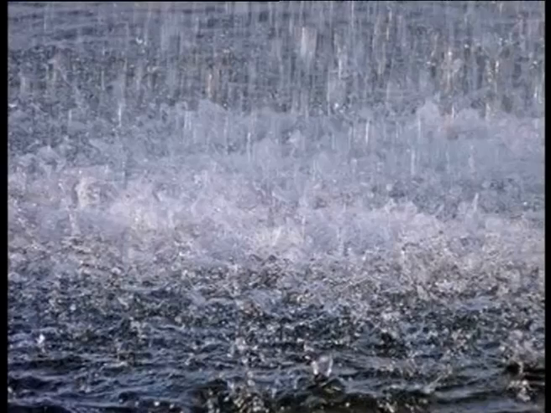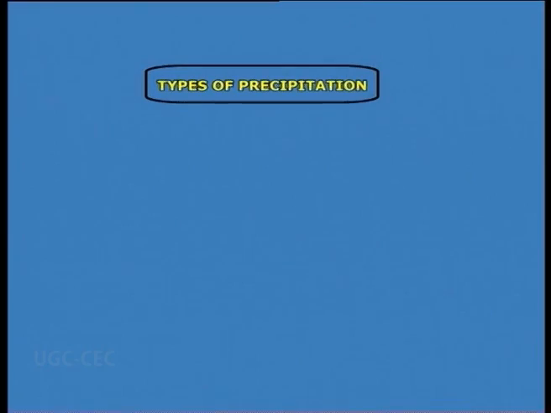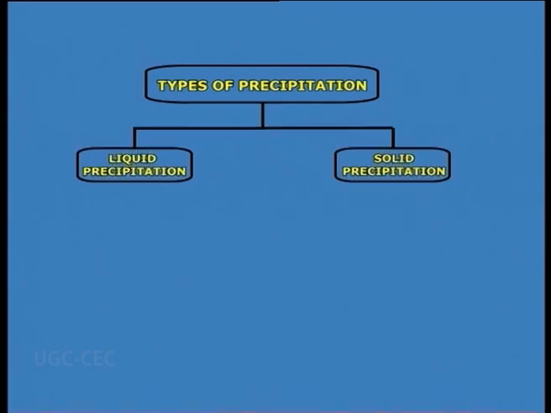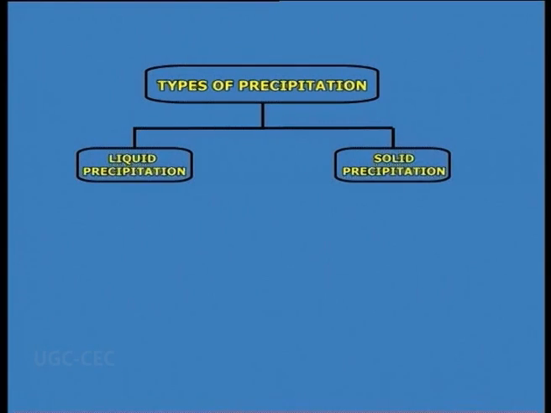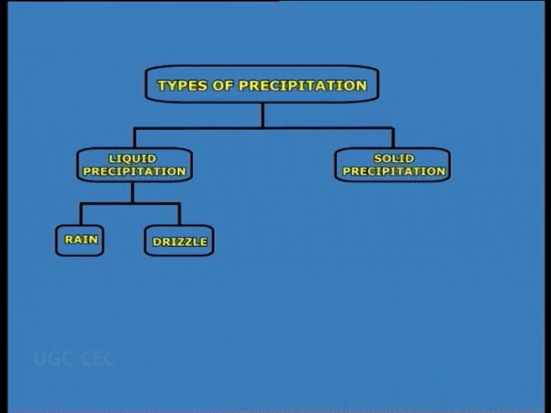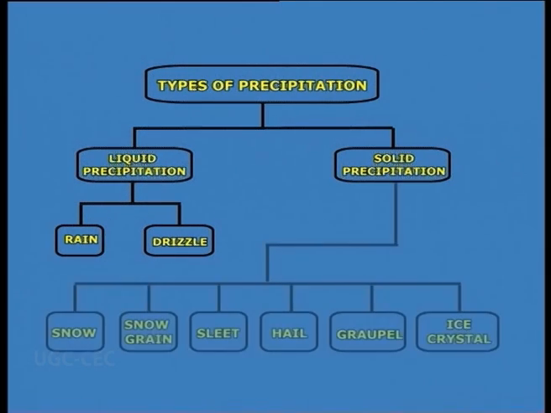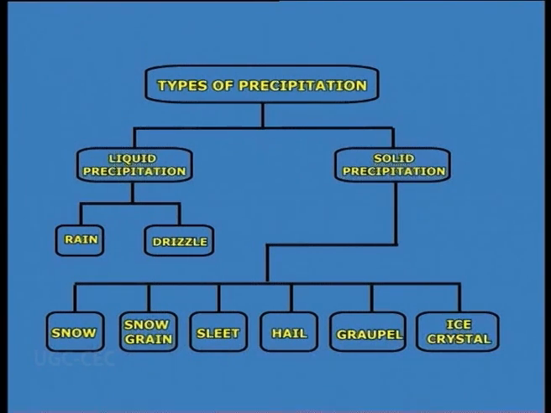In meteorology, rainfall types can include various forms of the precipitation falling to the ground level. Precipitation can fall in two phases, either liquid or solid. Let us discuss both the forms of precipitation in detail. Liquid forms of precipitation include rain and drizzle, while frozen forms of precipitation include snow, snow grains, sleet, hail, graupel as well as ice crystals.